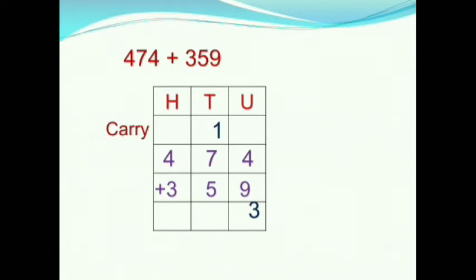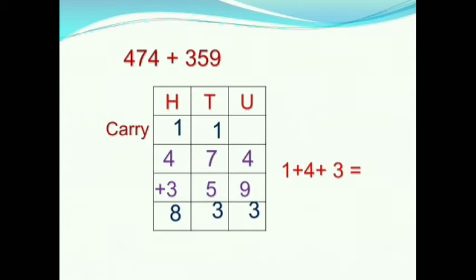Next, which place digits we should add? Yes, we should add tens place digits. Which digits are there in the tens place? The digits in the tens place are 1, 7 and 5. 1 plus 7 plus 5 is equal to 13. Write 3 in tens place and carry 1 to the hundreds place. Next we should add hundreds place digits. Which digits are there in the hundreds place? 1, 4 and 3. 1 plus 4 plus 3 is equal to 8. Write 8 in hundreds place.